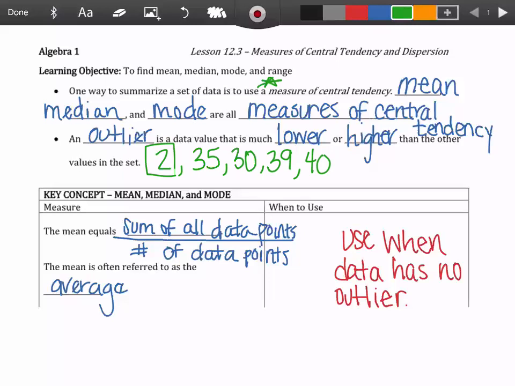So let's talk about the mean. The mean equals the sum of all data points divided by the number of data points. The mean is also referred to as the average. You are going to use the mean to describe the data when the data has no outlier.